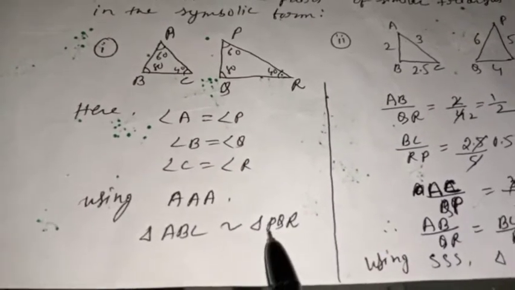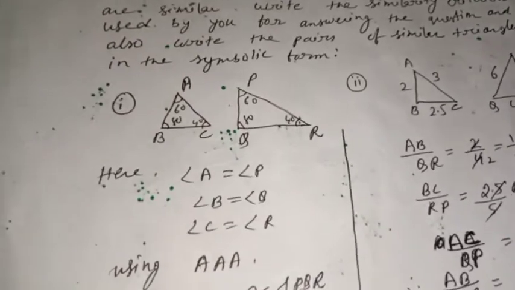Also you have to check the symbolic form, A to P. So it is correct. B to Q, this is correct, and also C to R. I want to remind you that if in two triangles all the corresponding angles are equal, then their corresponding sides are in the same ratio, and only then you can say that the two triangles are similar.